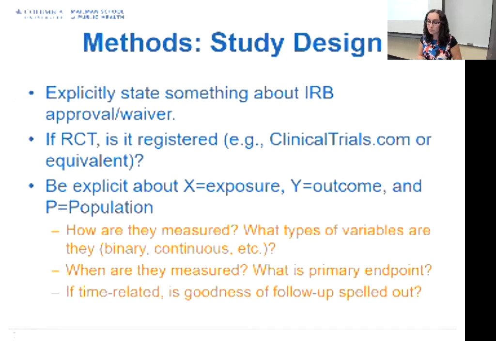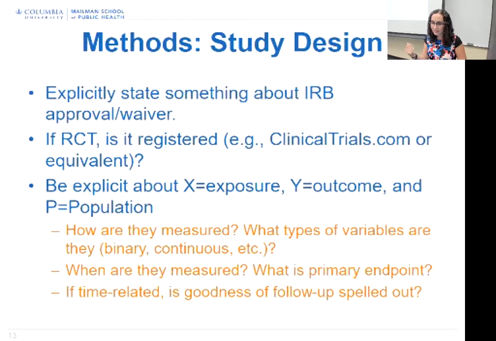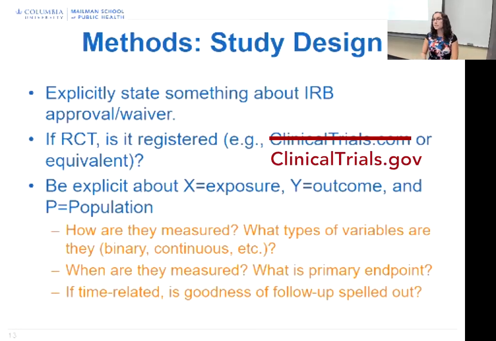If it's an RCT, we also have to make sure that it's registered in clinicaltrials.com or some equivalent. Actually, I think that should be clinicaltrials.gov. But basically, your RCT needs to be registered.